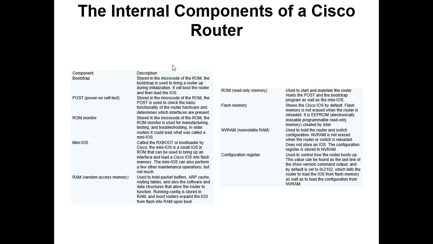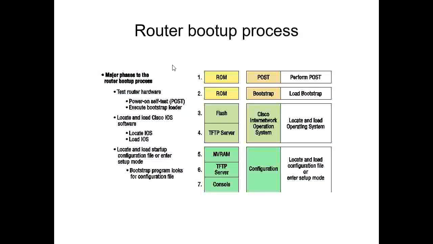So again, we're just going through and showing some of the different types of components as well as memory within our Cisco. Here is a better diagram. It kind of breaks it out for you and shows it a little better. It shows you the different components and where they're coming from. So POST and bootstrap are coming from ROM.